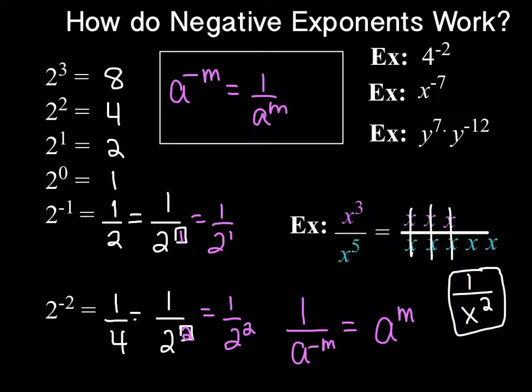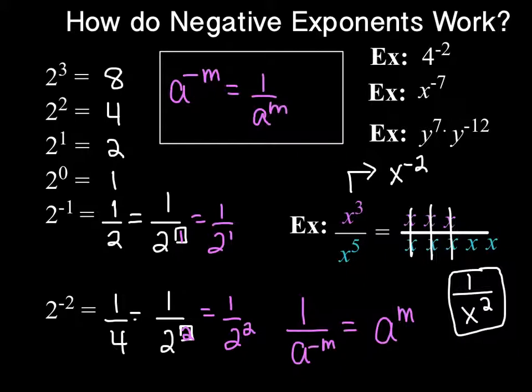Now we also know that the subtraction rule, when you're dividing in the same base, don't forget that you can subtract the exponents. So then this would be x to the negative 2, because 3 minus 5 is negative 2. So you can see that x to the negative 2, by subtraction rule, is actually equivalent to 1 over x squared. So that's kind of why that works.